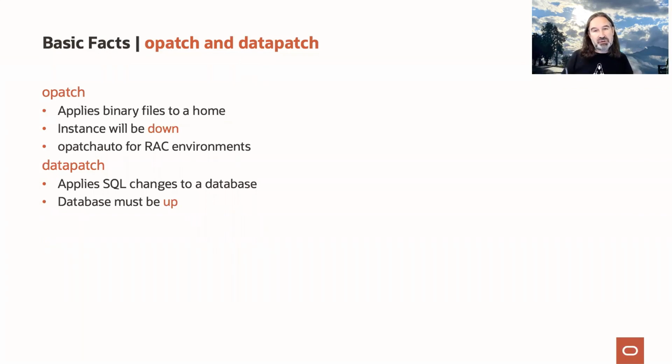And there are two tools which are important with patching, opatch and datapatch. So opatch applies the binaries. The instance, so the SGA, will be down on that server. This allows you in a RAC environment to do this rolling, server node by server node, and then the database can stay up. But in all other cases, single instance cases, you bring down the instance, you bring down the database. Datapatch then applies the SQL and PL/SQL changes afterwards, and of course, the database must be up.